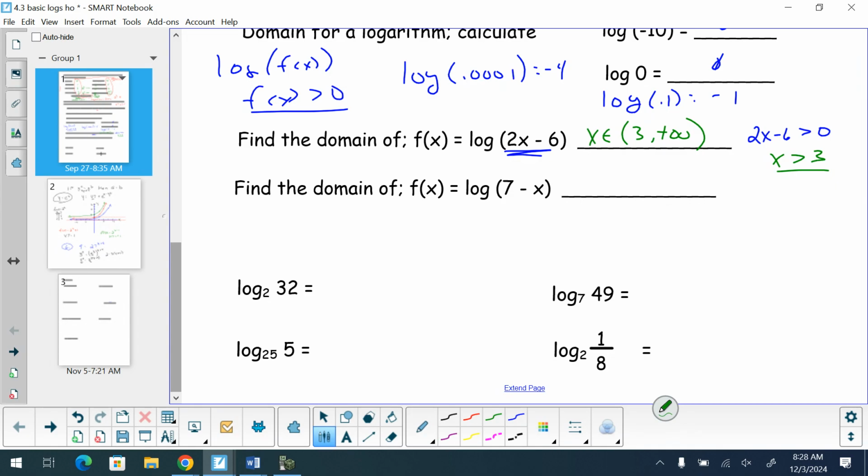Go find your domain for the next one. Check your answer with somebody around you.